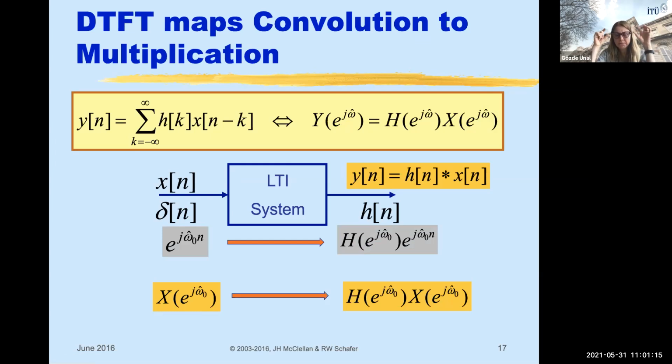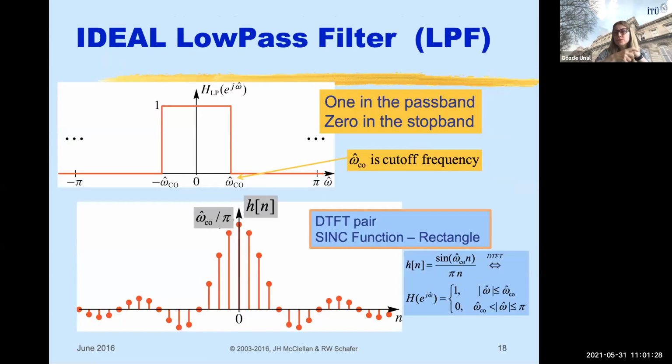But this is something, please guys, all of you, that you should remember from this course. At least remember it conceptually. Convolution in time domain, multiplication in frequency domain. That leads us to easy filtering in the frequency domain. For instance, this is, let's say, my low pass filter.